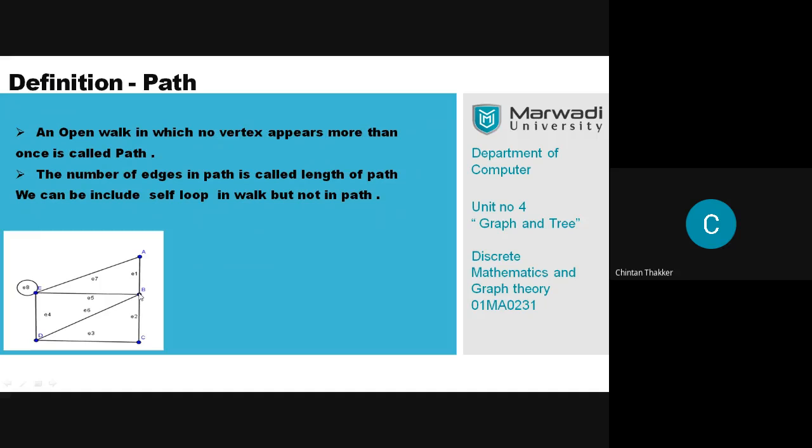We have another path from A to E: A, E1, B, then E5, E. So it is one more path from A to E with a length of 2 only. Then one more path we have: A, E7, then E. It is also a path, with length 1, because one edge is included. Now can you find the path from A to E with length 4?